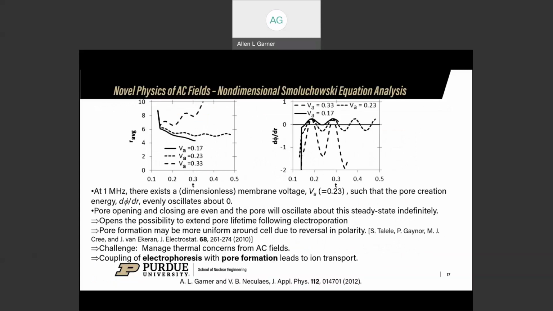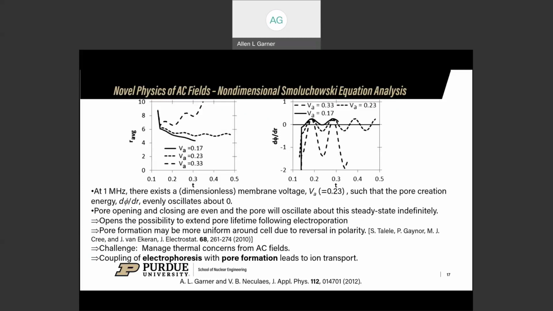But what you see here on the left is the average pore radius. These V sub A's are the different membrane potentials. You see that there's a quote-unquote magic membrane potential where the pores neither grow nor shrink. They oscillate about a steady state. As the membrane potential either goes up or goes down, you see that the pores grow or shrink.